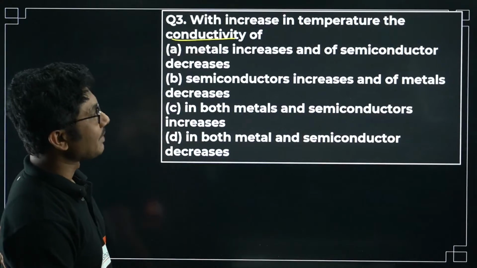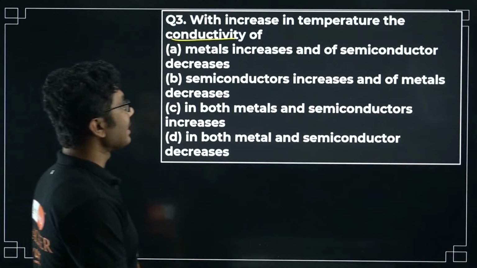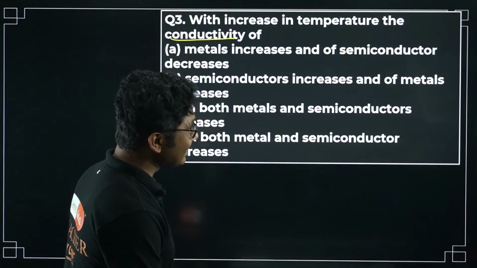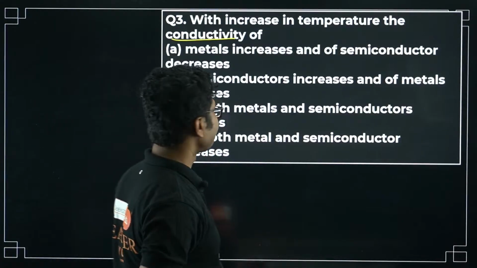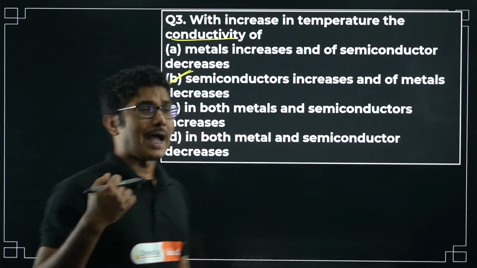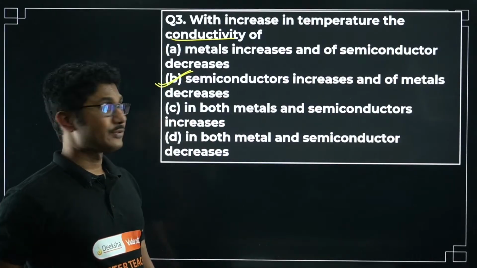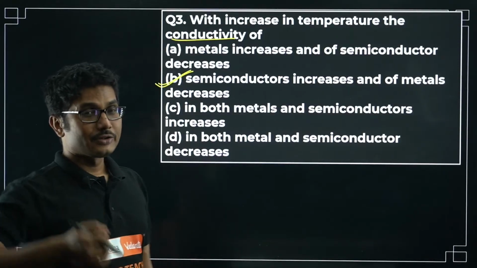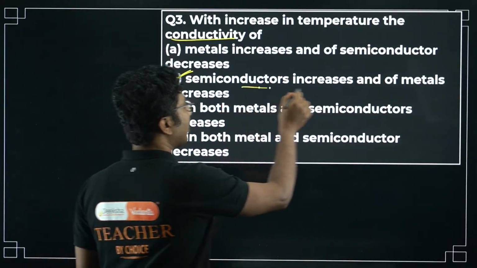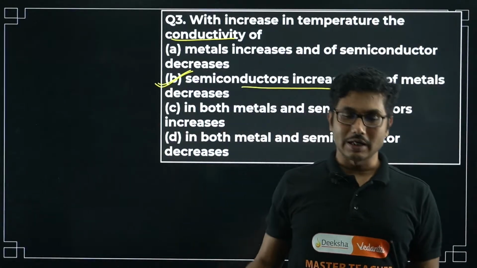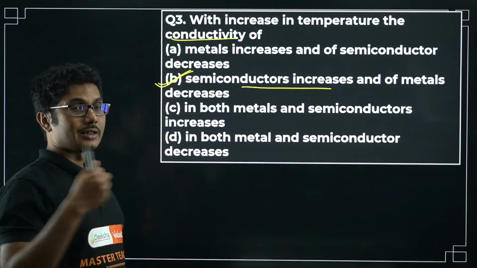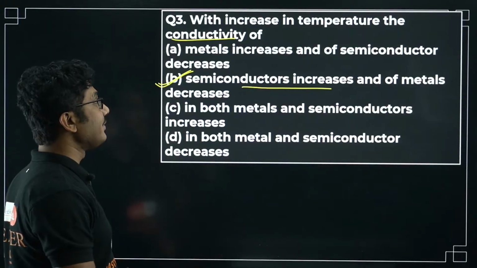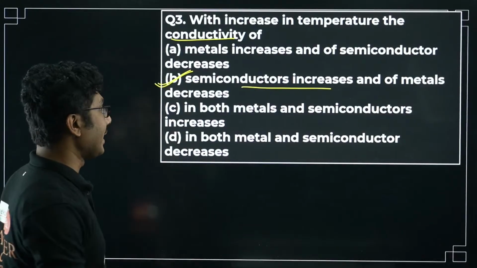Metals increase and semiconductor decreases. Semiconductor increases and metals decrease. So conductivity of a conductor decreases and that of semiconductors increases, right? So this is actually based on two individual experiments, the IV graph for a semiconductor as well as the resistivity per unit length of a wire, right?